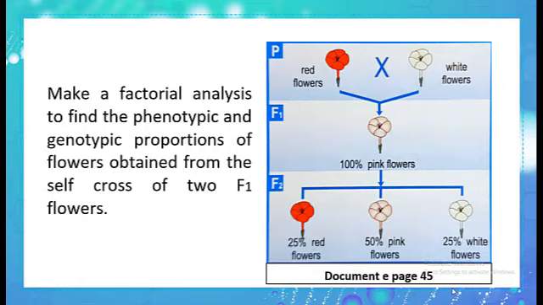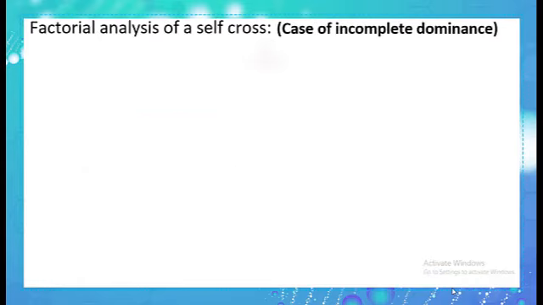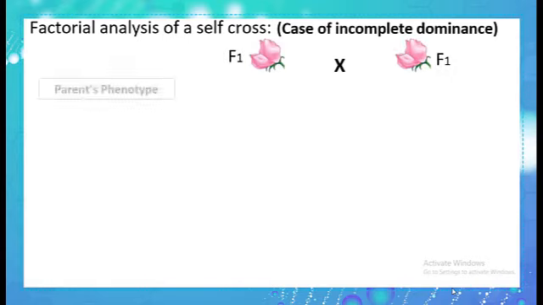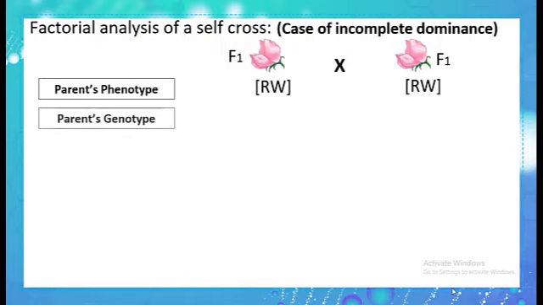In factorial analysis, you are supposed to start with the phenotype of the F1 flowers. They are pink. You can write the word pink or the symbols inside brackets. Remember that both alleles are capitalized since it is the case of incomplete dominance, and since pink is an intermediate phenotype, then the pink flower possesses both alleles, red and white. Then write the genotype.